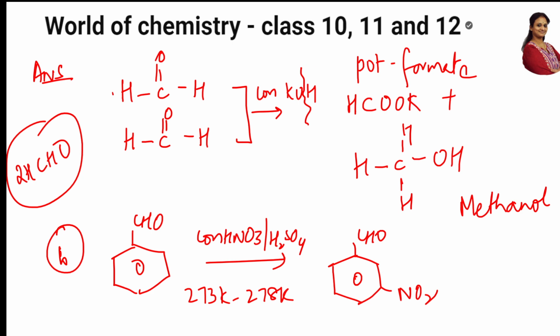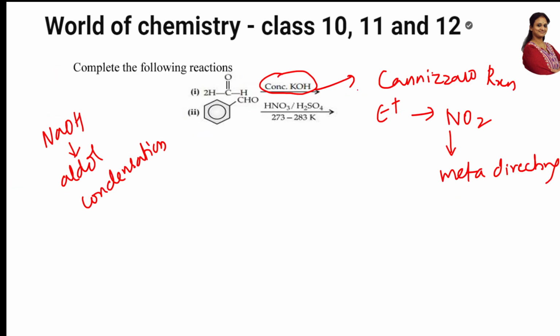So it attacks at the meta position, NO2 comes there, and this becomes CHO. What is the name of this compound? You need to write the name of the compound. So it is meta-nitrobenzaldehyde, correct? Meta-nitrobenzaldehyde is the compound. Easy. So in the exam, you need to complete this reaction, label it, and name it. Question is done. Chalo, next question.